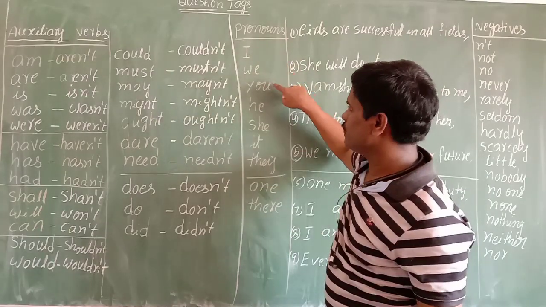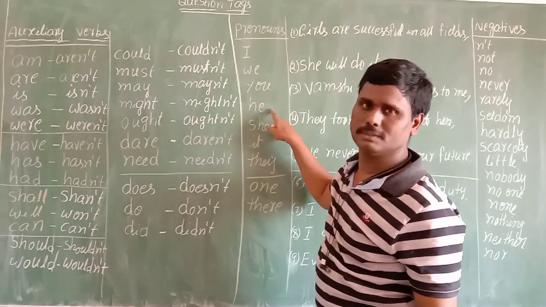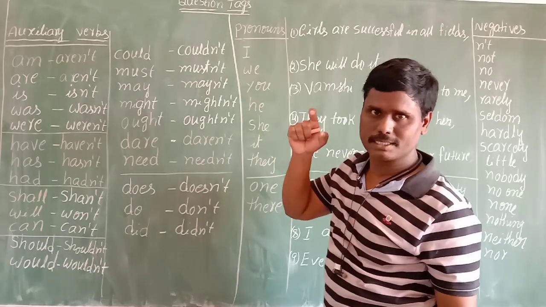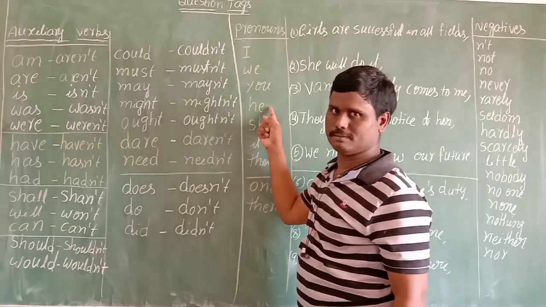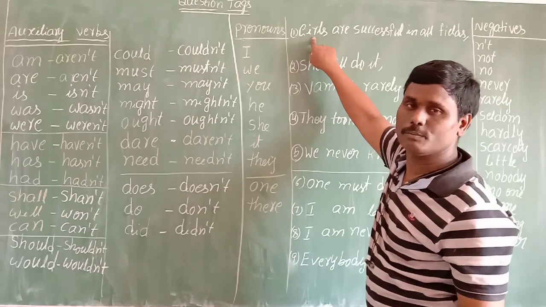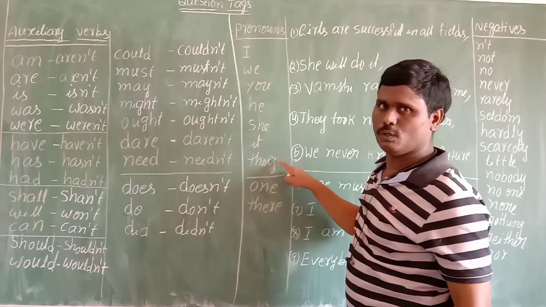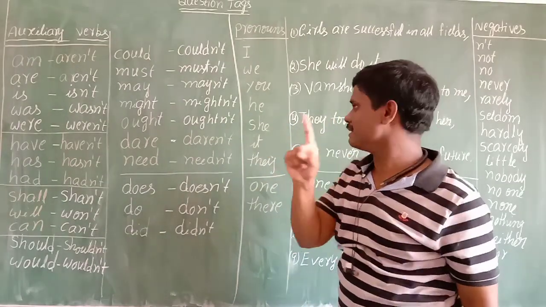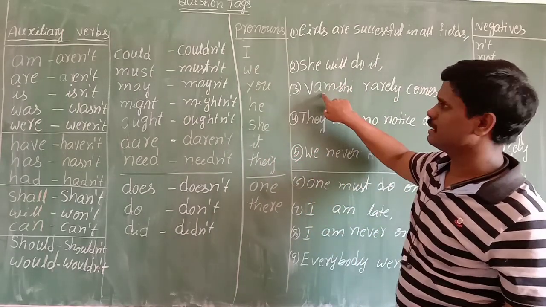I, we, you, no problem. He: when there is a noun that denotes a male, that means masculine gender, boy, then we use he. For example, here girls. Girls, how many? More than one. More than one means they. Only one girl, she. Only one thing, it. That means when the subject is, for example, here Vamshi.